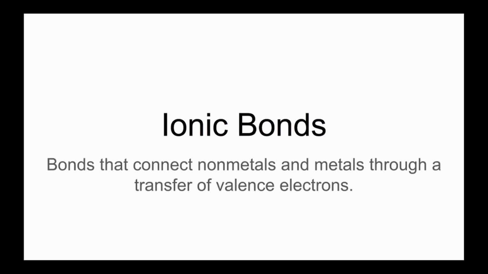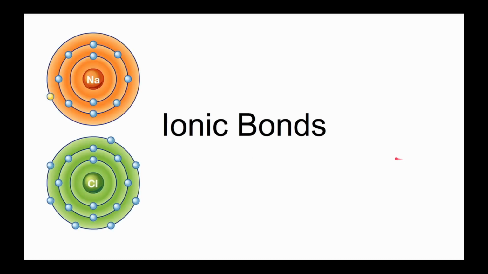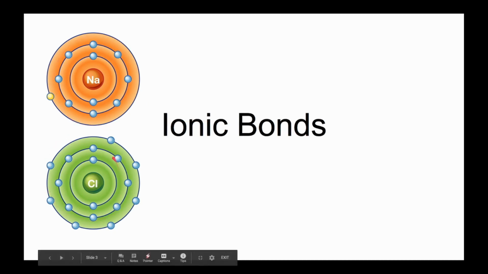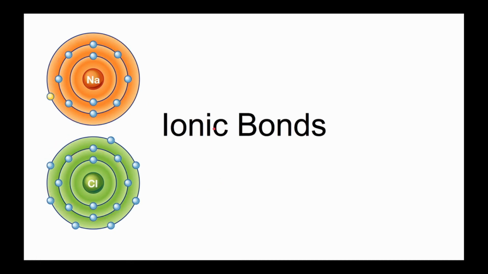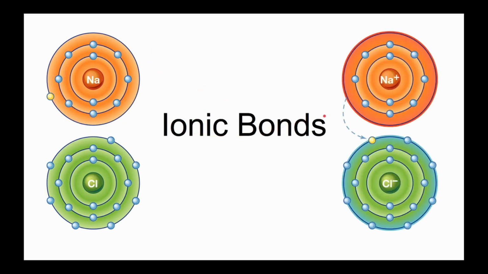So, what even are ionic bonds, you ask? Well, let me show you. Ionic bonds are bonds that connect nonmetals and metals through transfer of valence electrons. So here you can see a metal and a nonmetal, as indicated by the illustration. And during ionic bonding, the metal transfers one of its valence electrons to the nonmetal, and they form a bond.